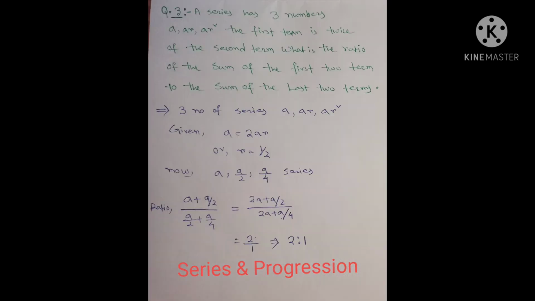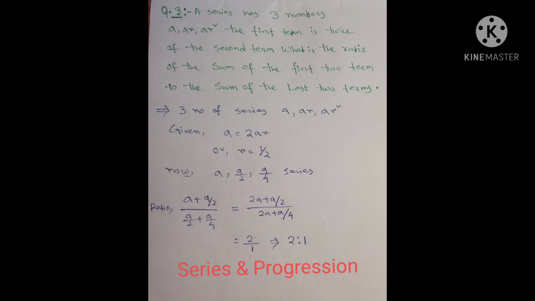Now come to question number 3. The question is, a series has three numbers a, ar and ar square. The first term is twice the second term. What is the ratio of the sum of the first two terms to the sum of the last two terms? So it is an extremely easy question.